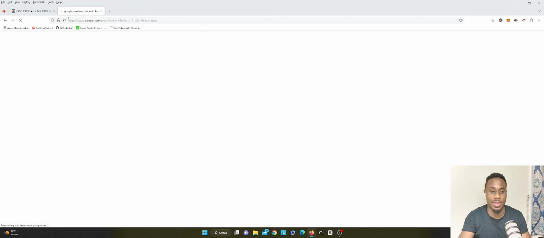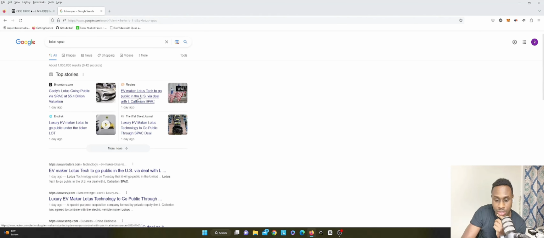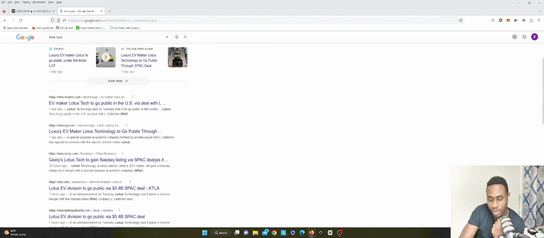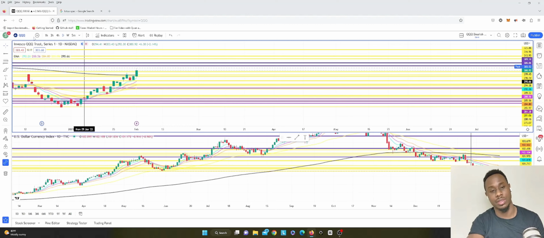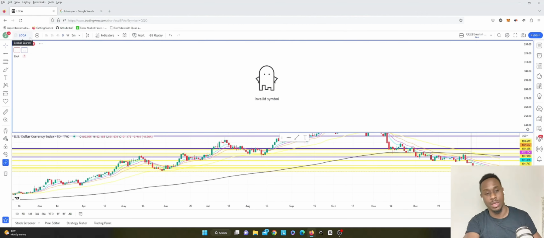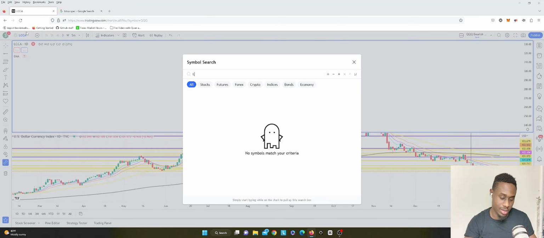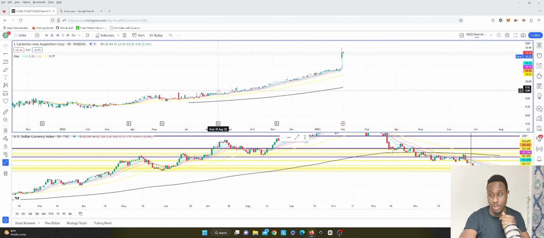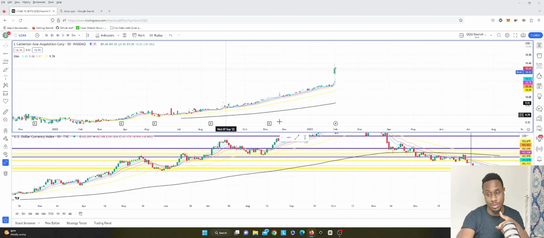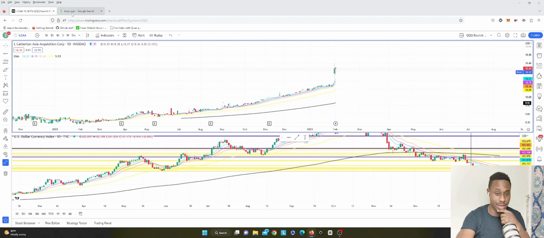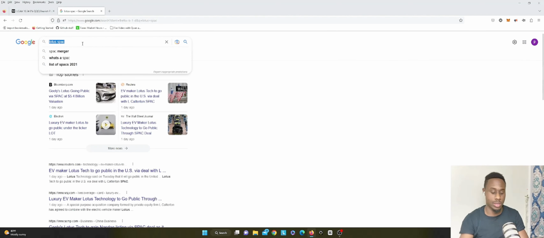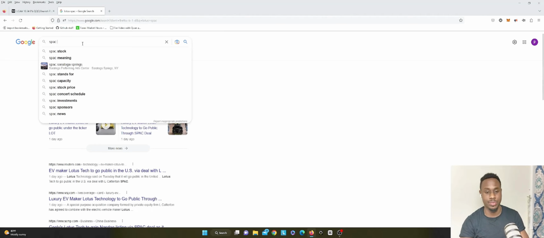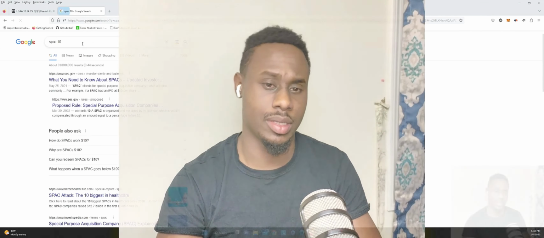I'm wondering about this Lotus SPAC. EV maker Lotus Tech to go public in the US via deal with LCAA SPAC, right? So what we're looking for now is LCCA. We got the SPACs. Come on, LCAA. Yeah, that's what we're talking about. So this is a SPAC, right? SPACs basically, the lowest they go is like 10.